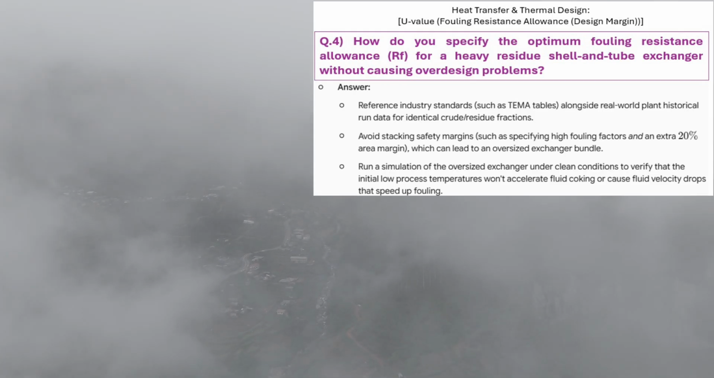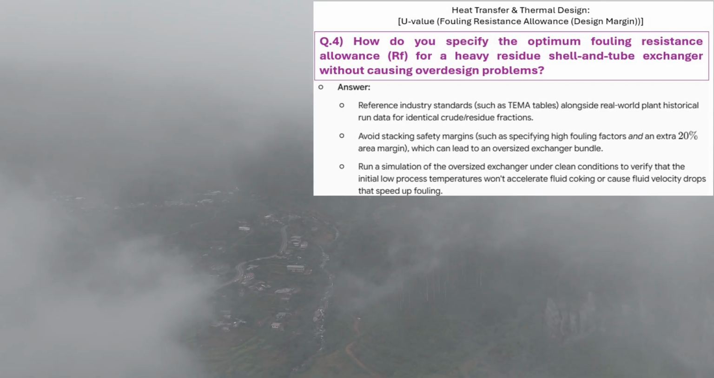Well, stacking safety margins is not conservative engineering. It is a severe detriment to plant operability. When a designer stacks a conservative fouling factor on top of a conservative heat release curve, and then caps it with a 20% area margin, right, they are engineering a physical failure. My methodology references TEMA baseline tables, but I heavily cross-reference those static values with real-world plant historical run data for the exact crude blends. And what is your absolute maximum limit on the area margin? I cap the overdesign area margin strictly at 10 to 15%, explicitly to handle known debottlenecking requirements. I'm going to challenge you on that cap.